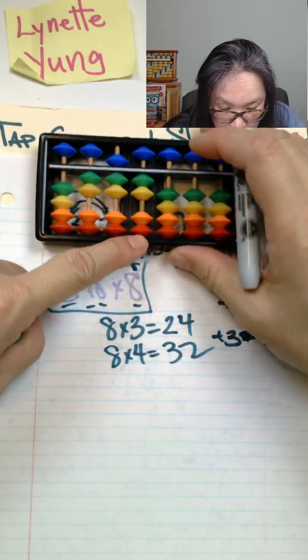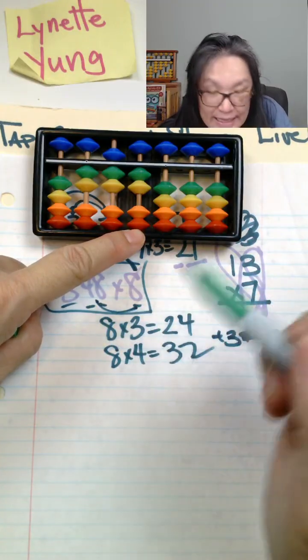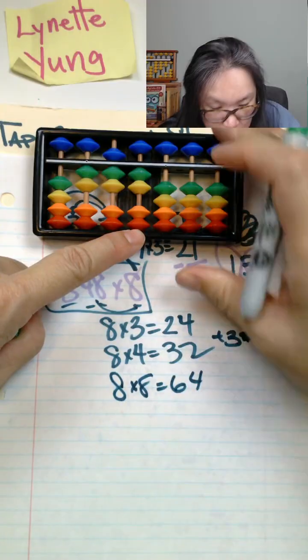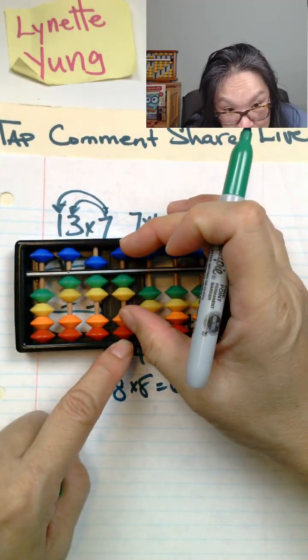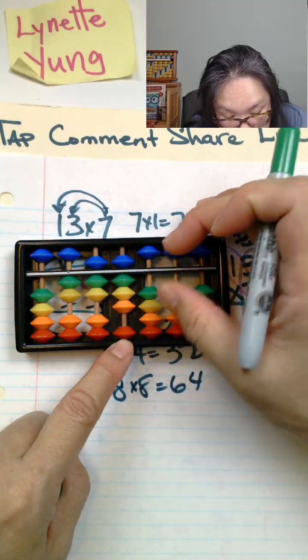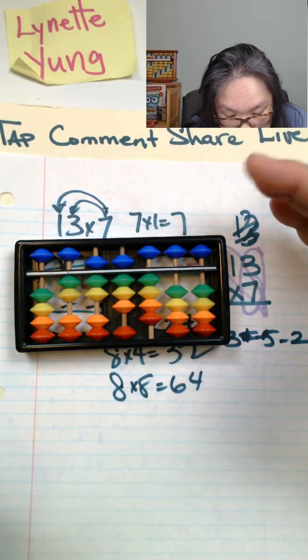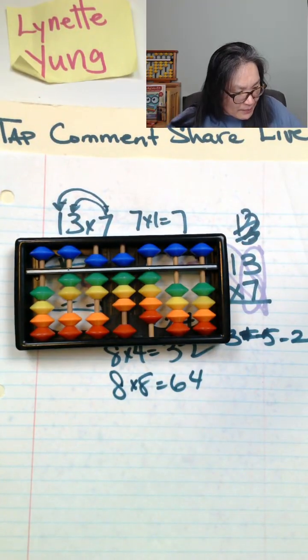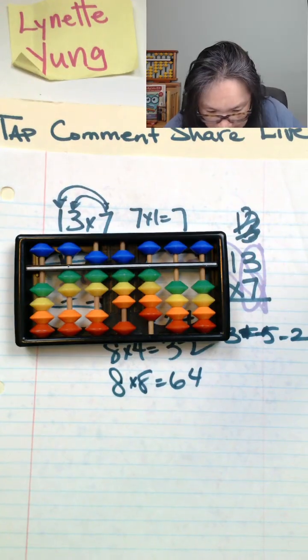Now what do I do? 8 times 8. 8 times 8 is 64. So I add the 6 and then I add the 4. And that's my answer. That's it. Bada bing, bada boom, bada bling. That's all I have to do.